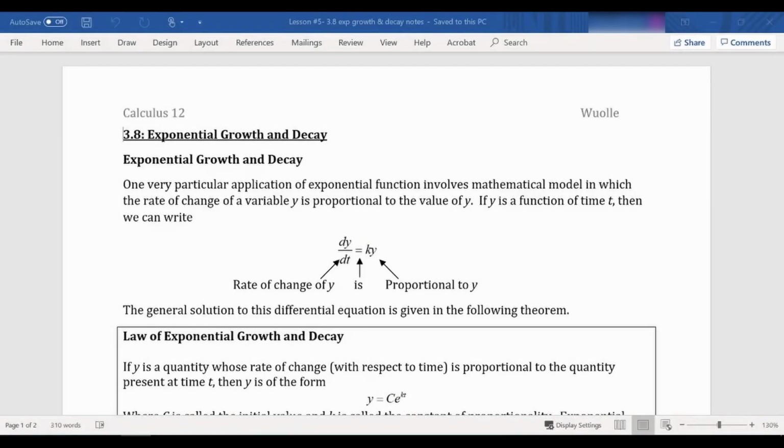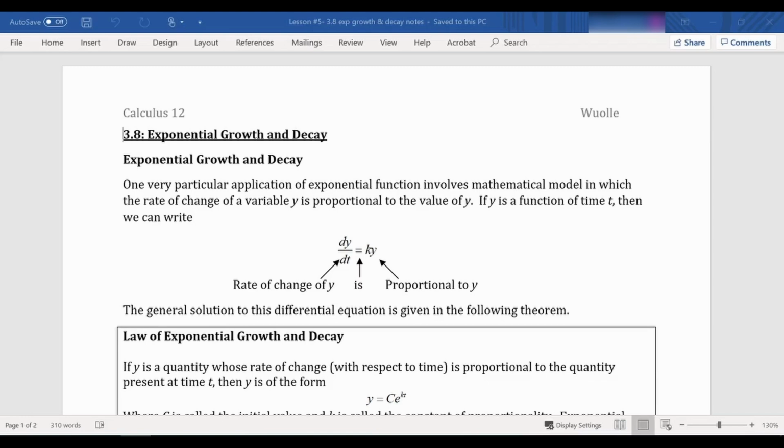Hello, everybody, and welcome to lesson 5, which is our current optional lesson for chapter 3, part 3. It is actually section 3.8 from your textbook, the 7th edition one, which is exponential growth and decay.